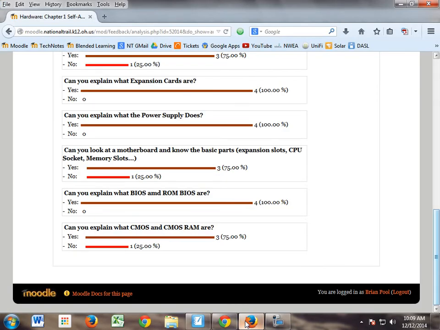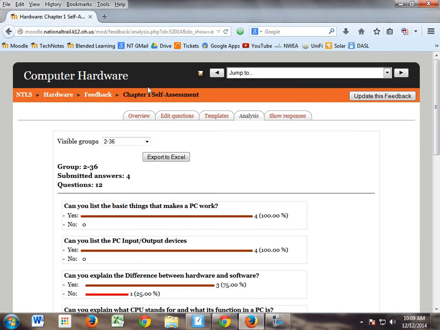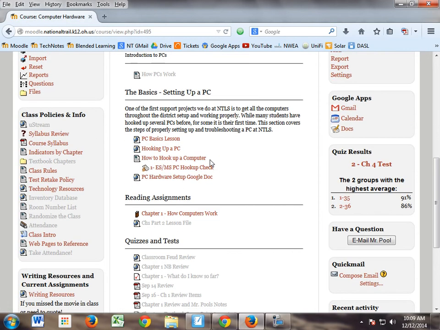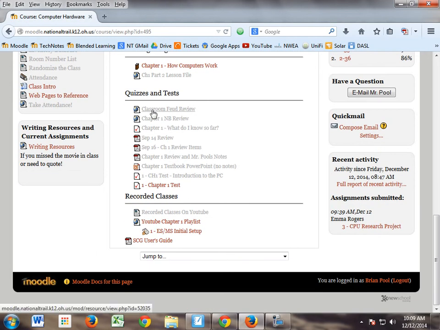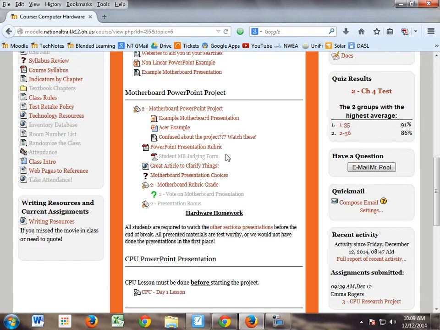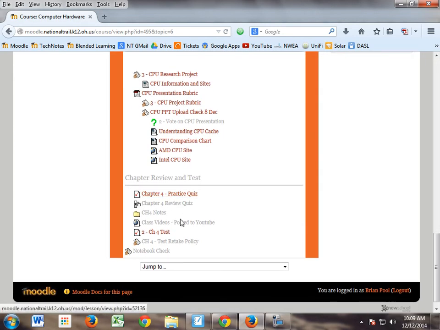So, can you look at the motherboard and know the basic parts? Who said no? You don't have to raise your hand. You should be able to identify the things that you identified in the Chapter 4 test. And if you said no, then you haven't done the practice test, because there was a direct correlation between who took this practice test and who did the best on the test. Amazingly enough, if you did the practice test, you already saw the questions.